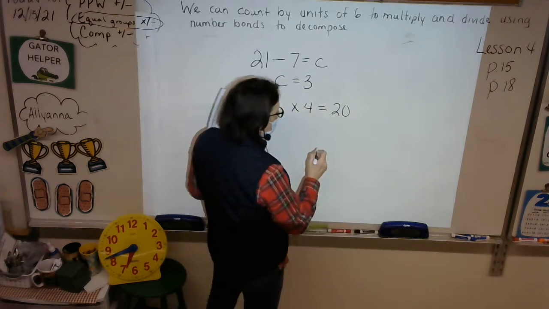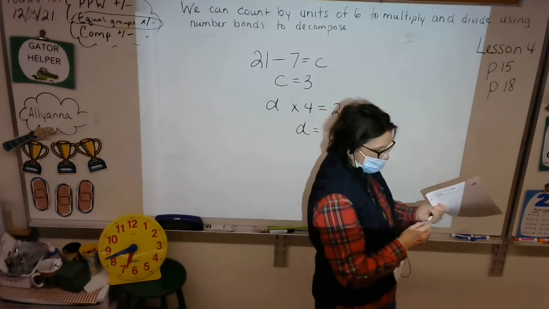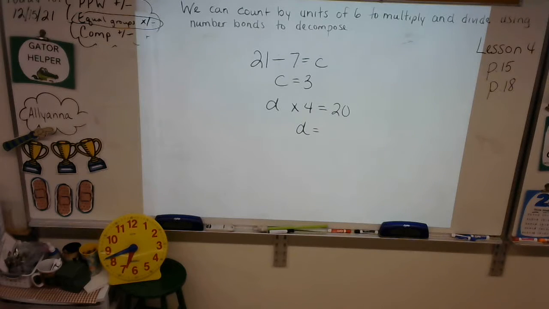Times 4 equals 20. Go ahead and figure out what D equals. Okay. We're learning to write it. That's the way I want it. I want it to be like that. Good. Nice job. Very good.